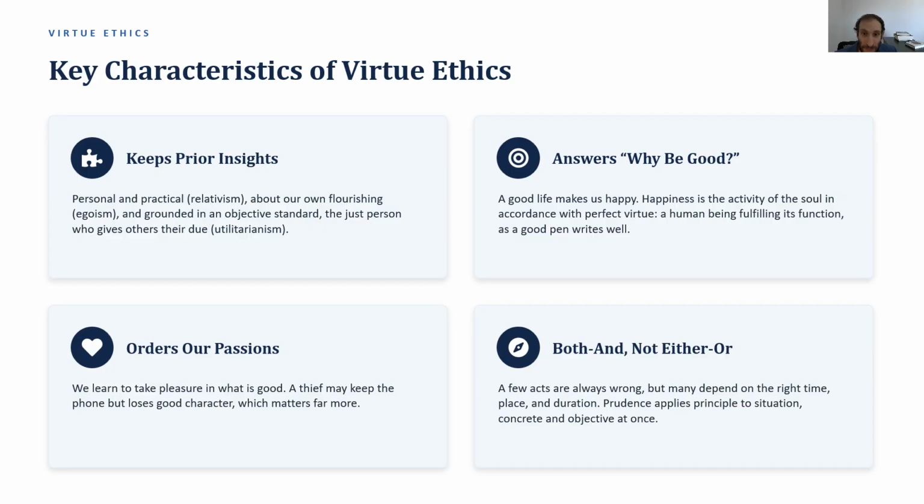Second, virtue ethics answers the question, why be good? Under virtue ethics, the reason we want to be good is because we live good lives. Because if we live good lives, we will be happy. This means that happiness is not going to be different for different people. Rather, happiness has to be in some way related to virtue. In fact, the philosopher Aristotle defines happiness as an activity of the soul in accordance with perfect virtue.